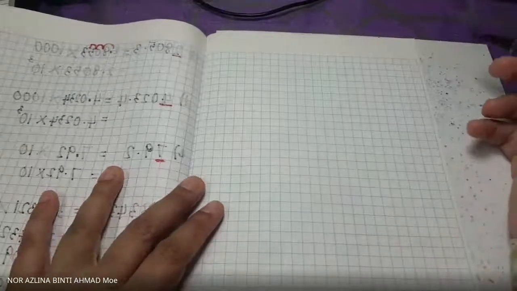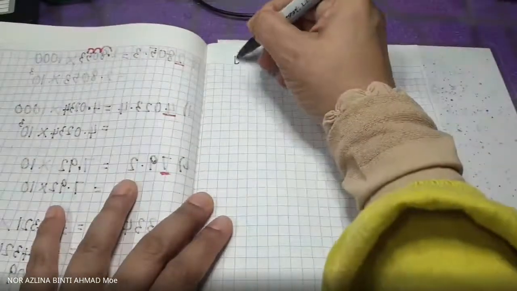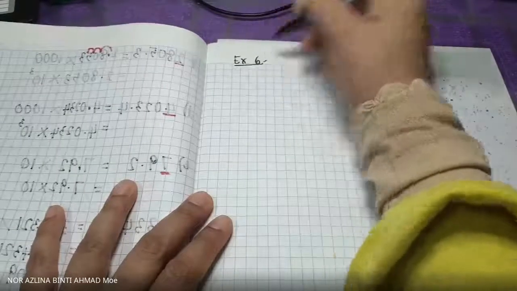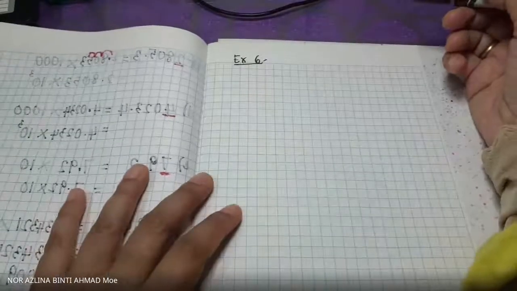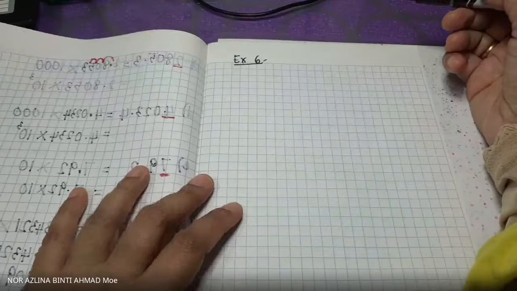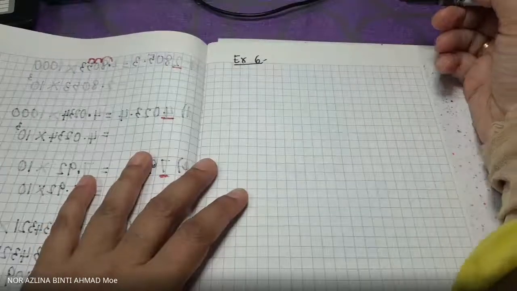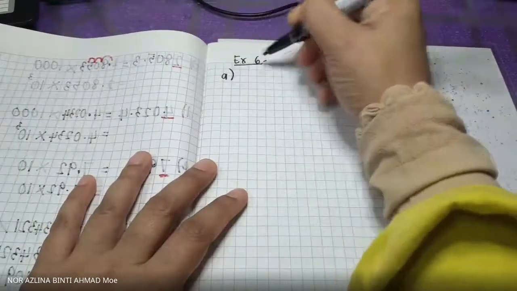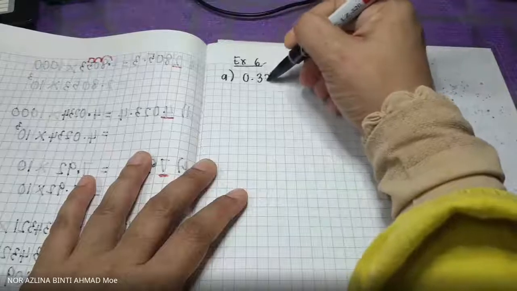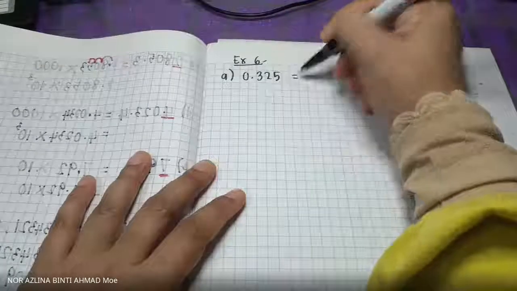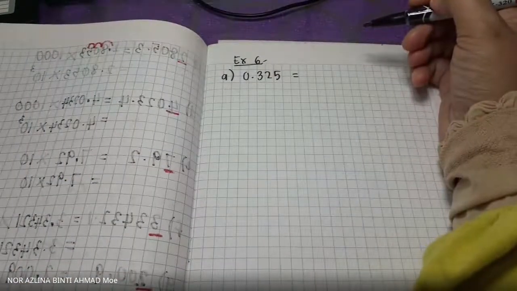Okay, next. Example 6. Write the following decimal in standard form. A. 0.325. Okay.